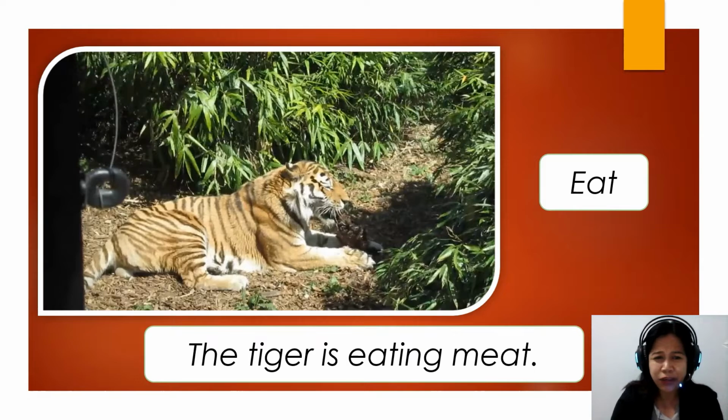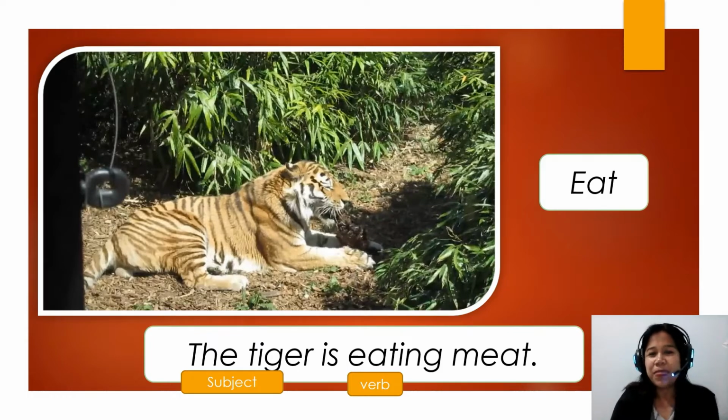Let's take a closer look at the sentence. The tiger is eating meat. Meat is the object. Cool! Let's jump to the next page.